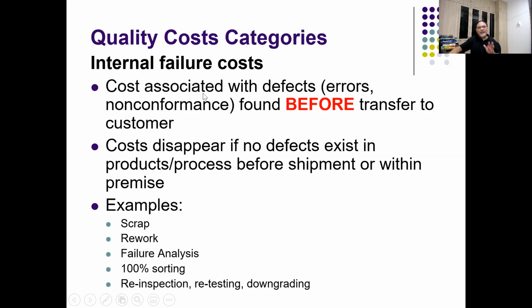So internal failure is any cost associated with defects before transfer to customer. These costs will disappear if no defects exist in products before shipment or within the premises. Examples: scrap, rework, failure analysis. At one point in time, we were inspecting products found to be defective in the production line. I had the experience of actually going to the premises of the delivery area and doing the inspection. So the cost becomes bigger as you go further away from the point of processing.